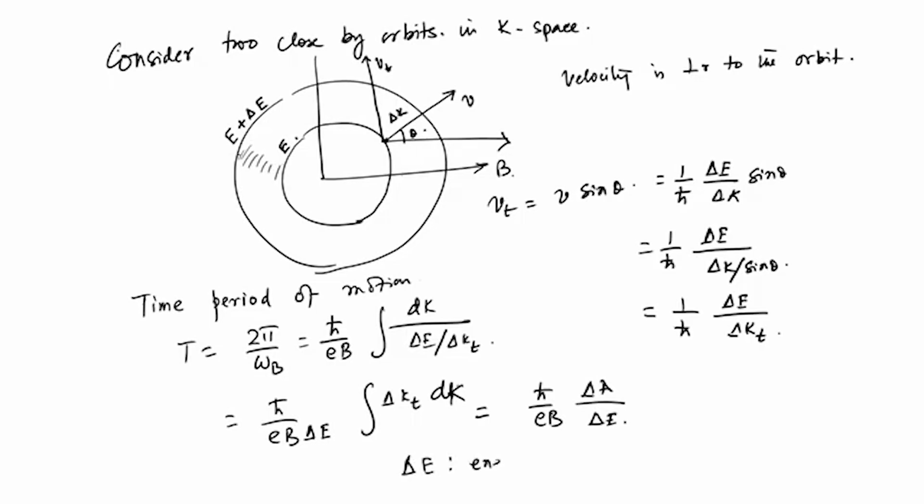Just to tell you, delta A is basically the area between the two constant energy surfaces. So this is the energy difference I am talking about. Delta A is the area of the concentric region.